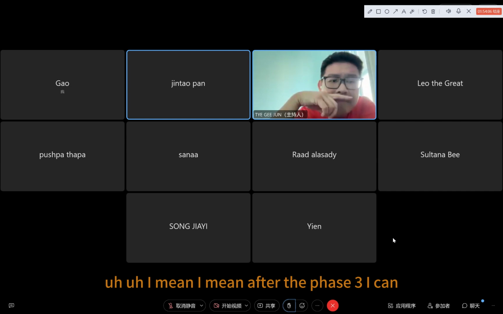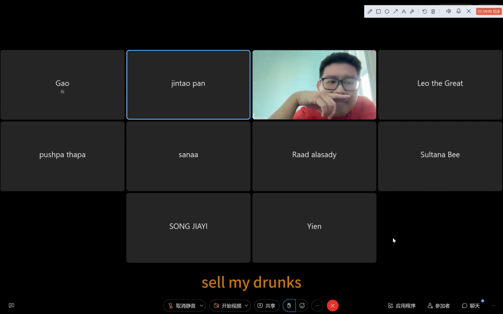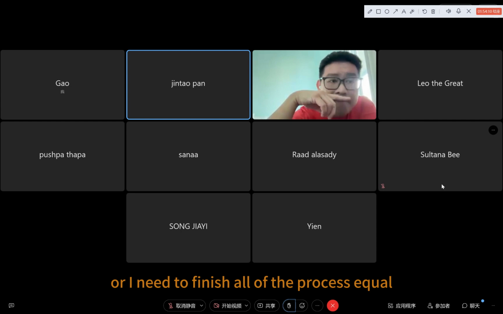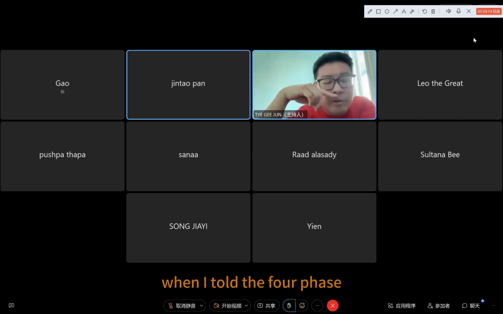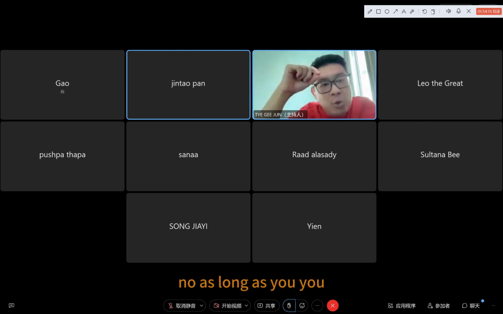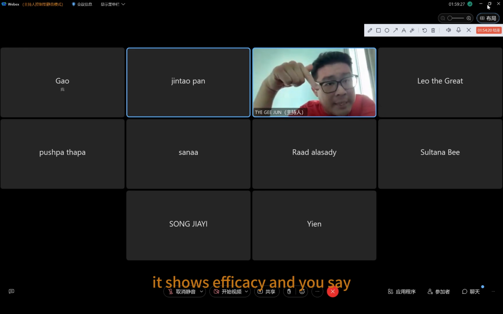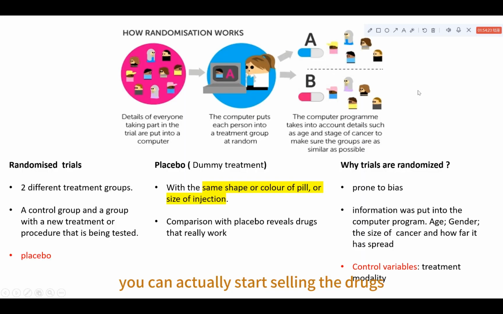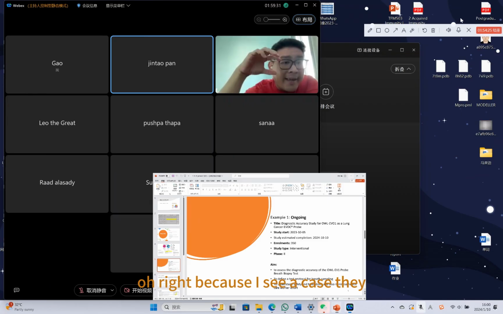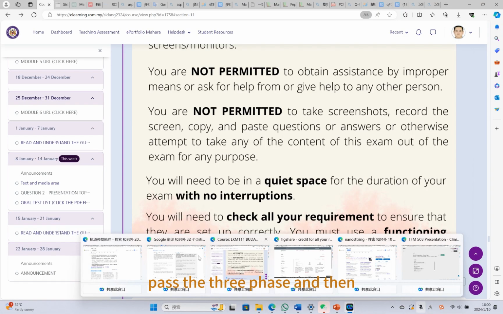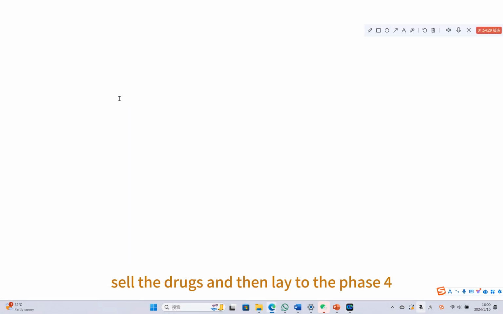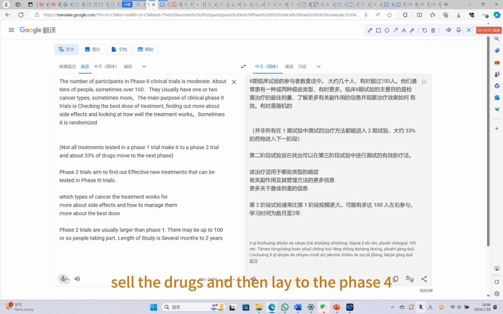I mean, after phase 3, can I sell my drugs, or do I need to finish the whole process, the 4 phases? No, as long as you finish your clinical trial phase 3 and it shows efficacy and it's safe, you can actually start selling the drugs. Right? Because I see a case where they pass phase 3, then sell the drugs, and then they do phase 4.